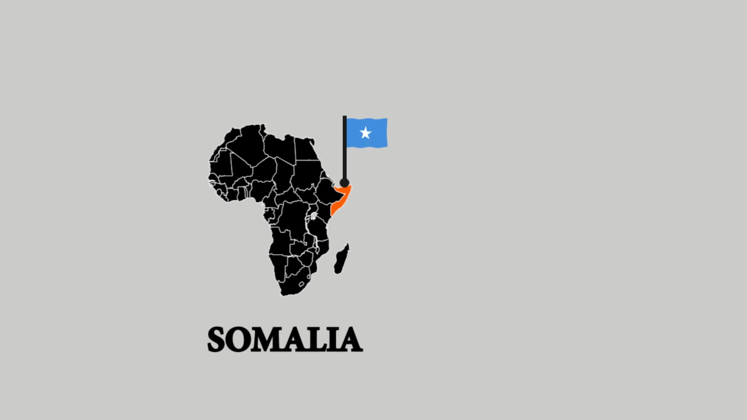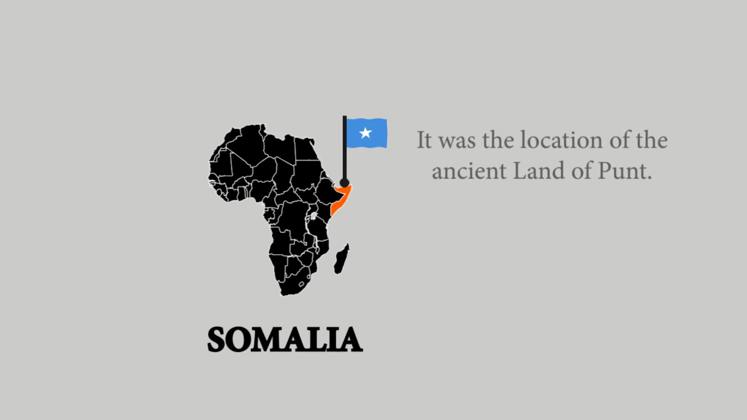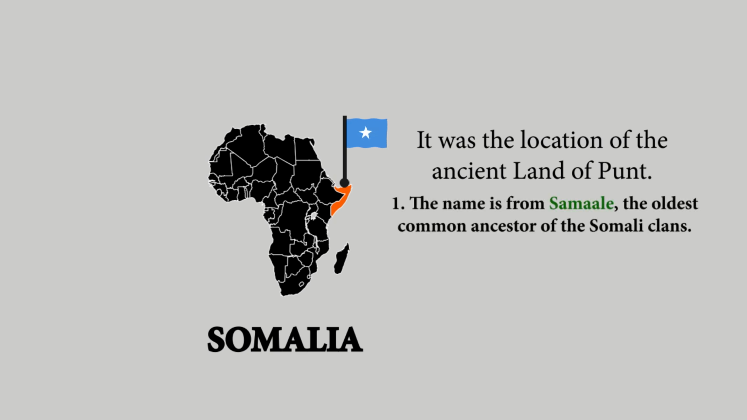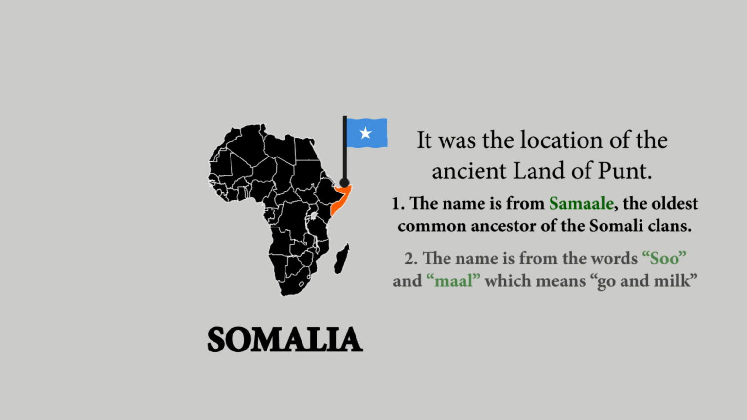Somalia. Somalia is a country located in a unique part of the continent on the Horn of Africa. It was the location of the ancient land of Punt, and there are different theories about the origin of the name. The first one is that Somalia is from the name Somali, the oldest common ancestor of the Somali clans. Another theory suggests that the name is from the Somali words so and mal, which mean go and milk, a reference to the nomadic lifestyle of the Somali people.